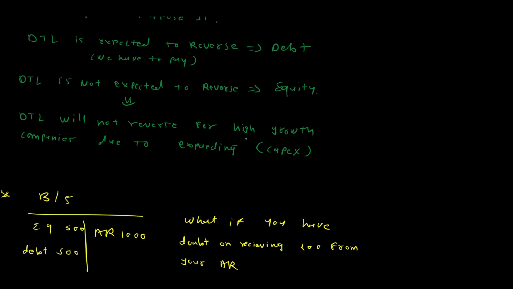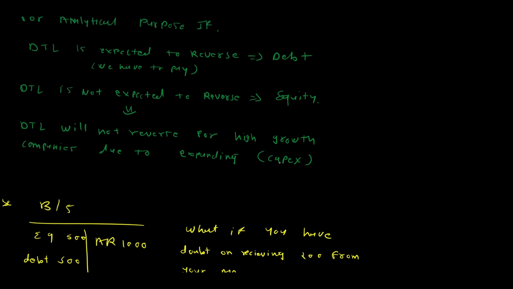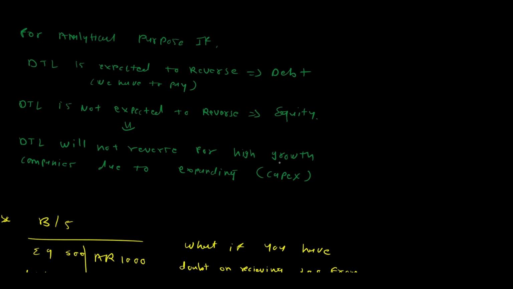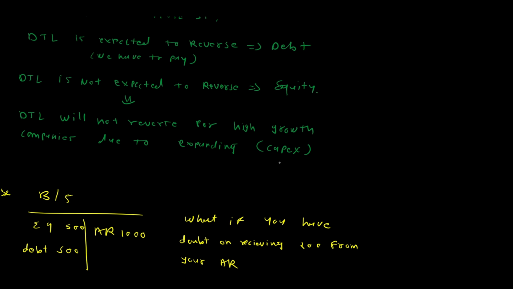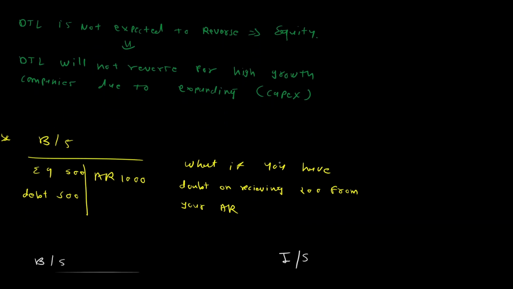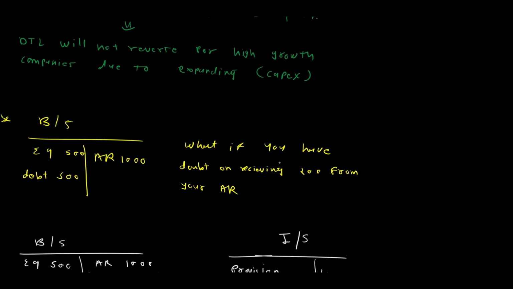And DTL will not reverse for high growth companies due to expanding capex. They always expand and always create DTL until their growth cycle slows down or comes to neutral.